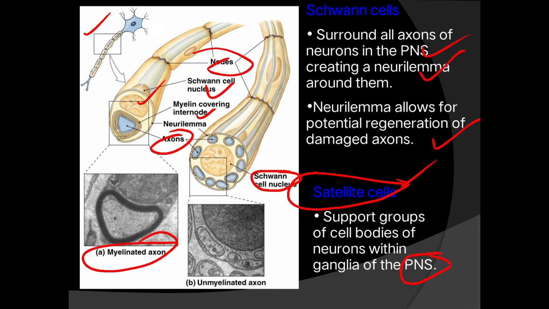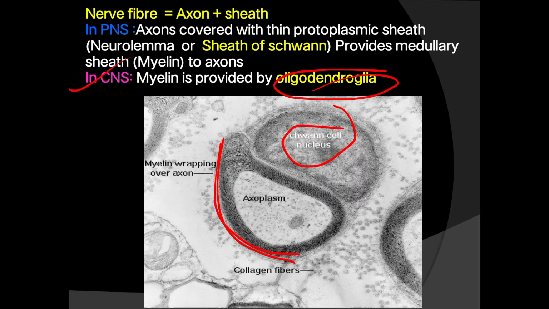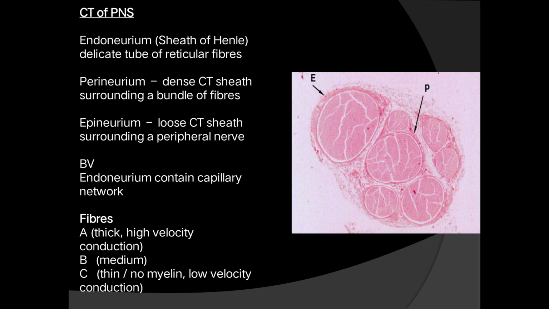Myelination in the peripheral nervous system, as we have discussed here, is provided by the Schwann cells, but in the central nervous system, meaning brain and spinal cord, it is provided by the oligodendroglia. Now connected, we can see that the endoneurium, also called sheath of Henle, is the delicate tube of reticular fiber, which we can see here.